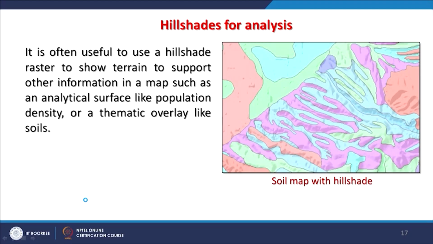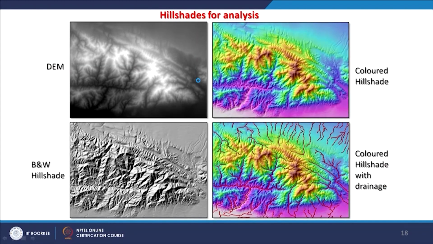Like here, hillshade analysis, and this is a soil map with hillshade, a simple one-directional hillshade and the soil map. If you overlay like this, what is the advantage? Immediately you would realize that there is a relationship between soil and landforms. So, it is very useful to show the hillshade raster with the terrain supporting other information. So, correlation between elevations or landforms and a soil map can be found very easily. Similarly with geology, and with many chemical qualities, many things can be seen.